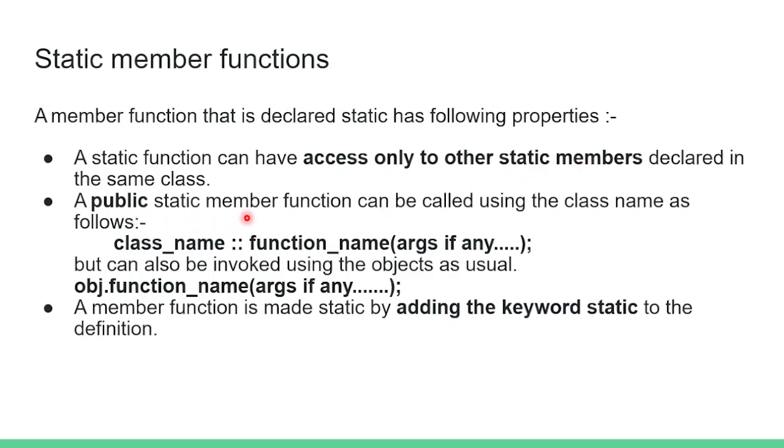A public static member function can be called using the class name as follows: class name, function name, args if any. But it can also be invoked using the objects as usual: obj.function name, args if any. A member function is made static by adding the keyword static to the definition.